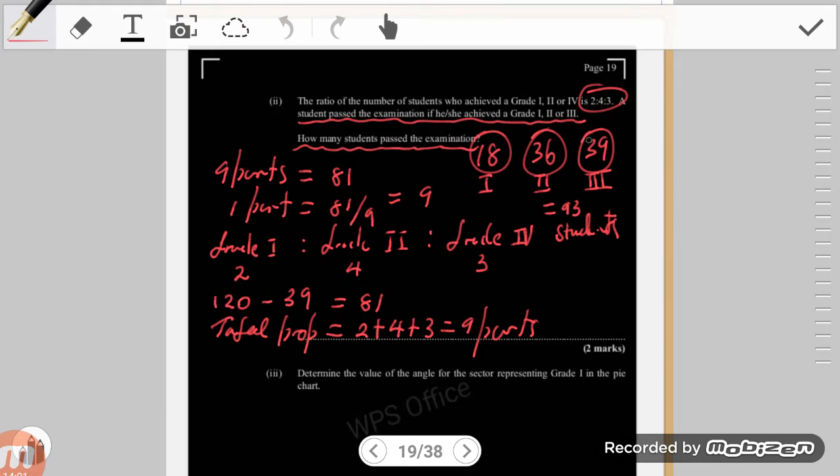3 is 39. Because remember, to pass the exam, a student must achieve a grade 1, 2, and 3. So we did involve this 3 here. And that gives us a total of 93. Alright? So I hope that little summary clears up any misunderstanding that you may have.